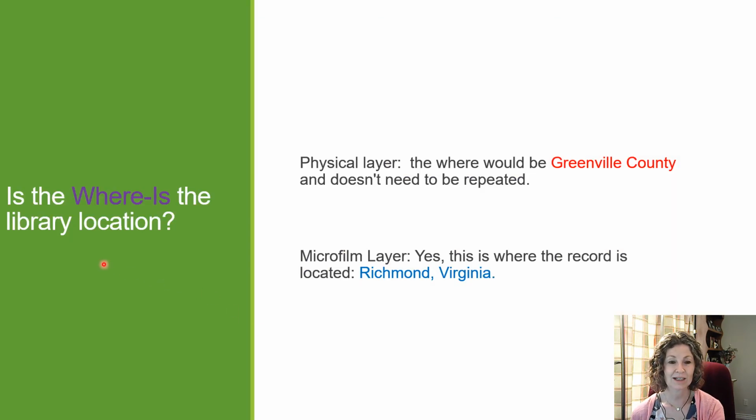Now our next question is where is the library location? And yes, for the microfilm layer, it is in Richmond, Virginia. For the physical layer, it would be Greensville County is where that took place. And we don't have to repeat that because that's already in the who. We're trying to be concise. We don't need to repeat things that are unnecessary.